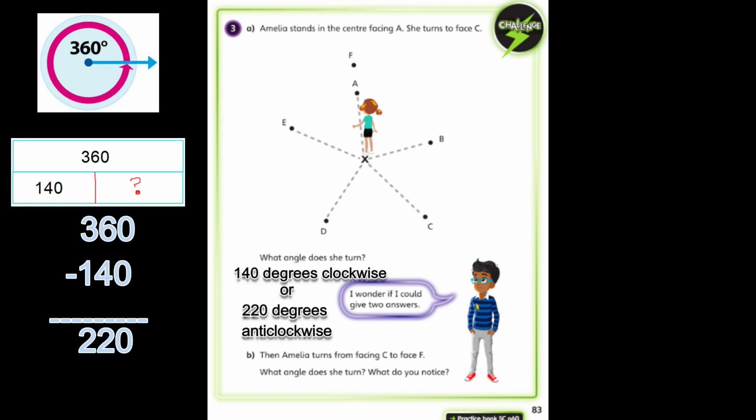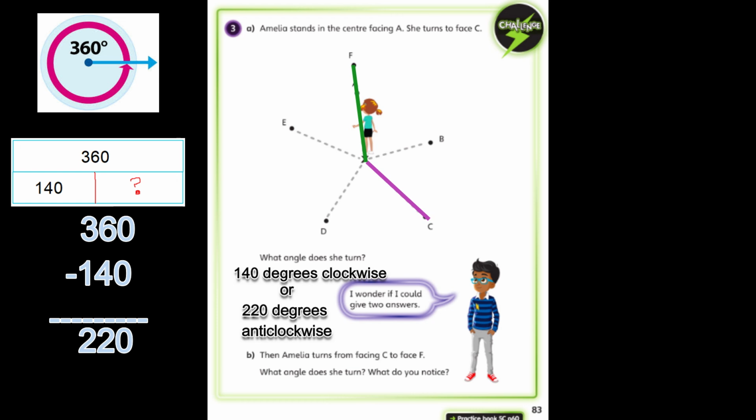Let's take a look at B. Then Amelia turns from facing C to face F. What angle does she turn, and what do you notice? All right, well, right away I'm seeing that F seems to form a straight line from the center point with A. So if I just keep drawing that line from the center point to A, if I keep it going, it's going to pass through F.